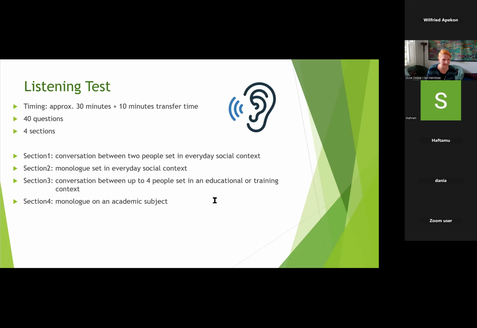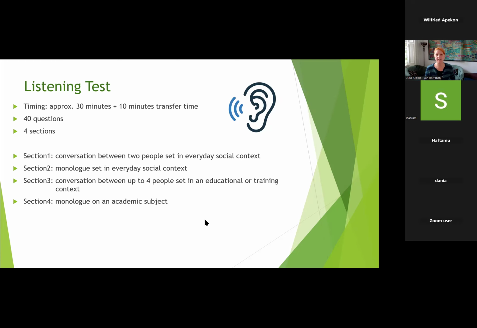The listening test. I didn't spend much time on that. We're going to do more on the reading test next. So the listening test is 30 minutes long, plus 10 minutes transfer time if you are working on a paper exam. There is no transfer time in the computer exam. So there are 40 questions in 4 sections.